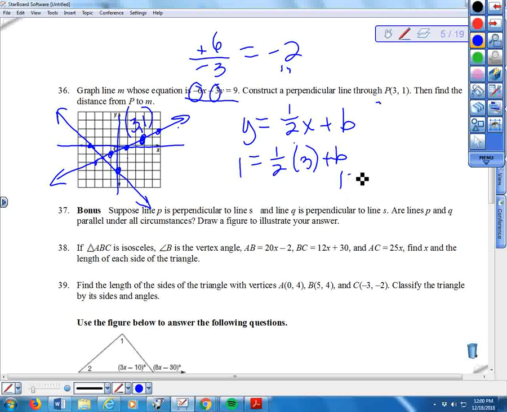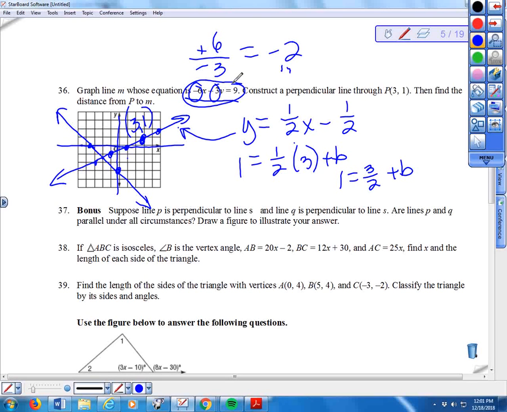So 1 equals 3/2 plus b. When I subtract 1.5 from 1, I have negative 1/2. So b is negative 1/2. So this is the equation of this line. And I have this equation. I probably should put that into slope-intercept form so I can set the two equal.